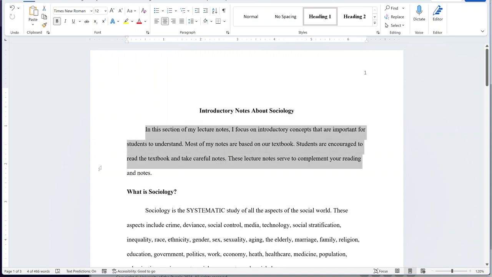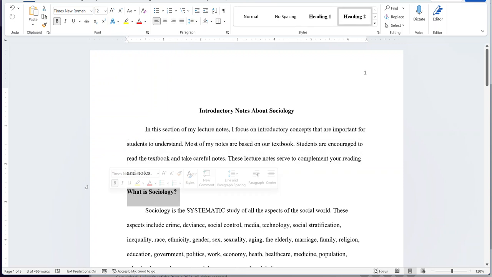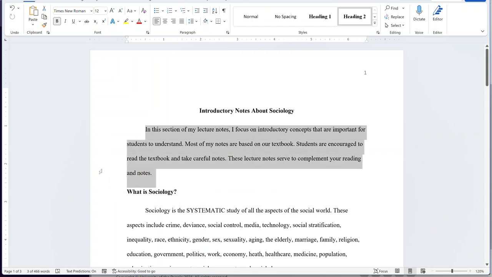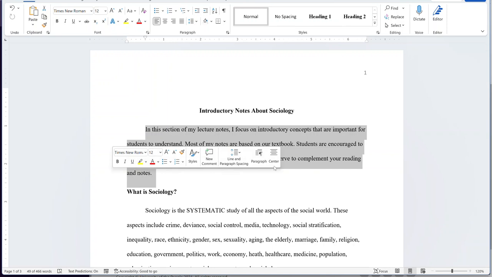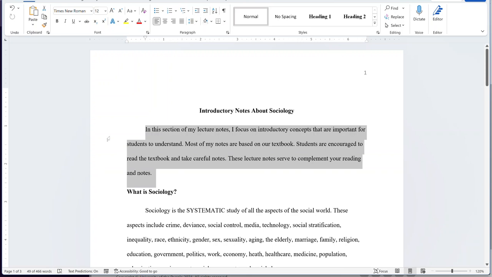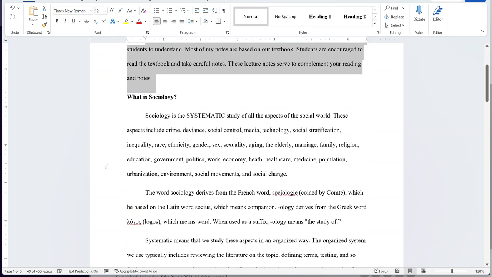In this paragraph, we don't have any heading. This is a second level heading: What is sociology? For your first paragraph, you don't use a second level heading. This is simply your introduction to your paper. So in the first paragraph or couple of paragraphs, you're writing your introduction, and we'll get into that again shortly.